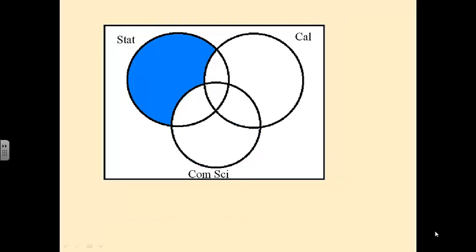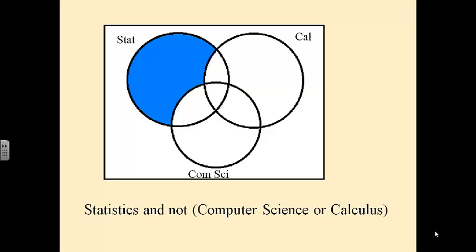And one more. What's this one going to be? These would be people who are in statistics and not computer science or calculus. All right, because it's not in either one of those. You can see the computer science or calculus are the two non-shaded parts. The shaded part would be people in statistics and both of those other ones.